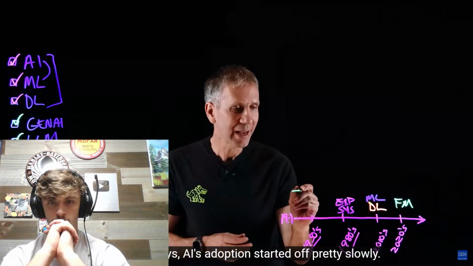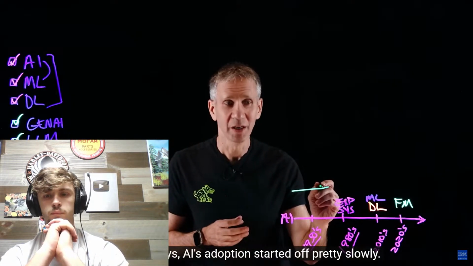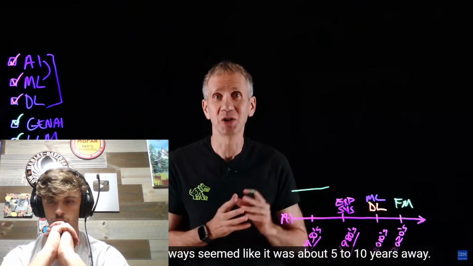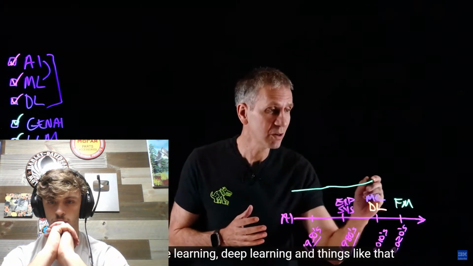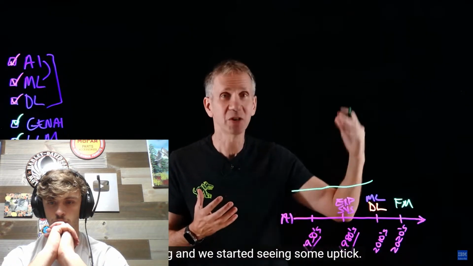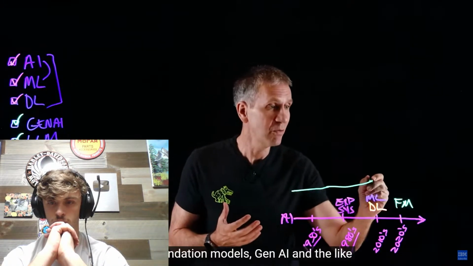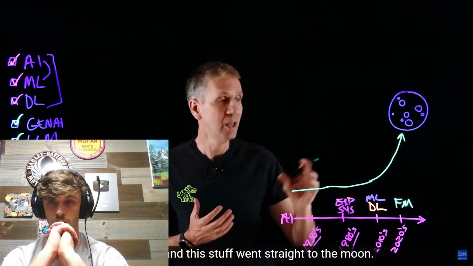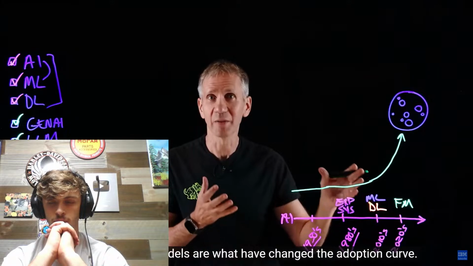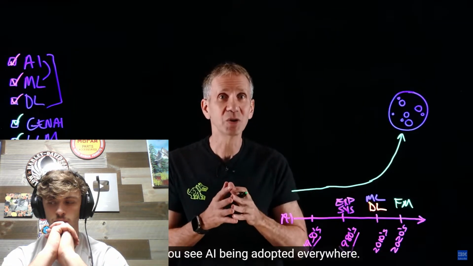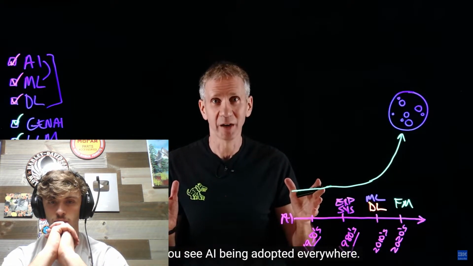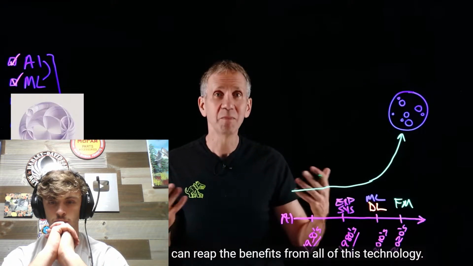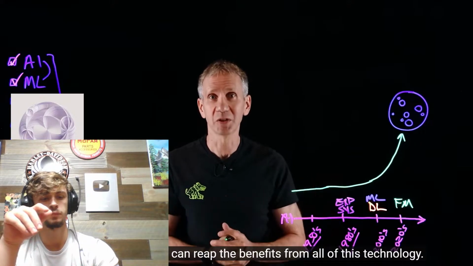In the early days, AI's adoption started off pretty slowly. Most people didn't even know it existed, and if they did, it was something that always seemed like it was about 5 to 10 years away. But then machine learning, deep learning, and things like that came along, and we started seeing some uptick. Then foundation models, Gen AI, and the like came along, and this stuff went straight to the moon. These foundation models are what have changed the adoption curve. And now you see AI being adopted everywhere. The thing for us to understand is where this fits in, and make sure that we can reap the benefits from all of this technology.